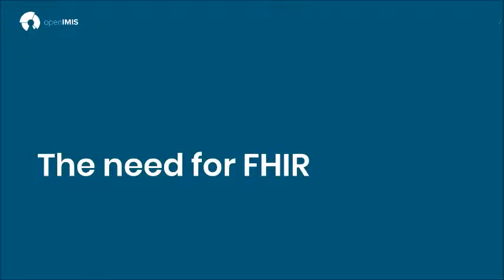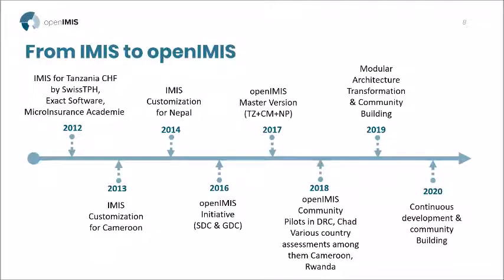Now I'll go into the need for FHIR within openIMIS, what actually motivated us to go down this route. And it begins from a short history on openIMIS. openIMIS started out as being only IMIS, so it wasn't open source in 2012. It was developed to manage the community health funds in Tanzania by the Swiss Tropical Public Health Institute, Exact Software, and Microinsurance Academy. But it was built in a way that it could be customized for other contexts, and could be scaled in other contexts as well.